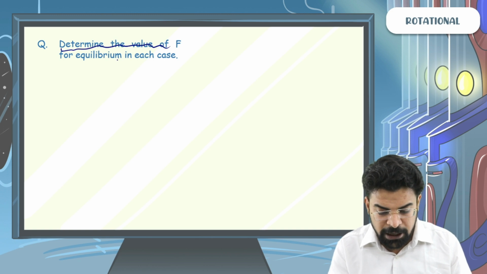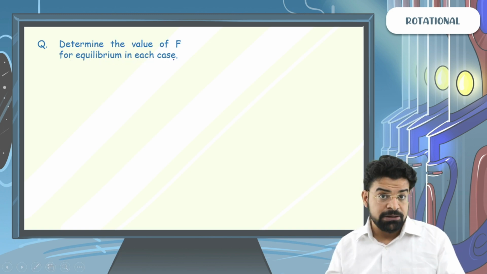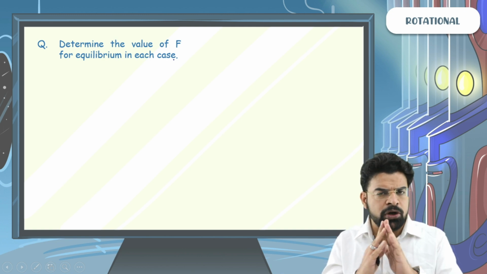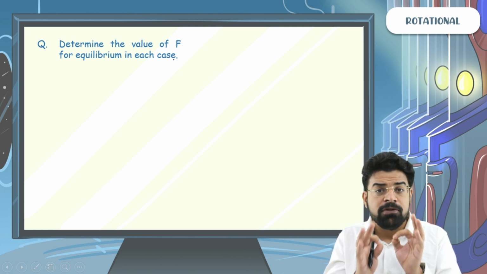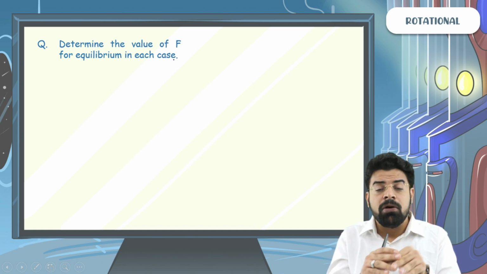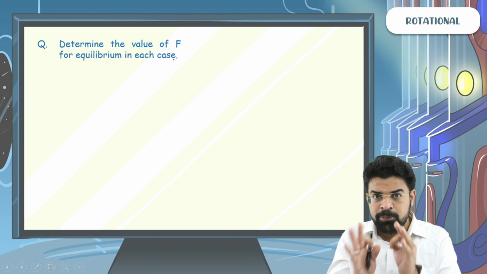Determine the value of F for equilibrium in each case. Now this is where the fun starts. If you haven't understood the last example, do not worry. Just keep focusing. We will do more than 20 questions, and believe me, you will become really quick at writing torque once this is over. So keep your focus up.